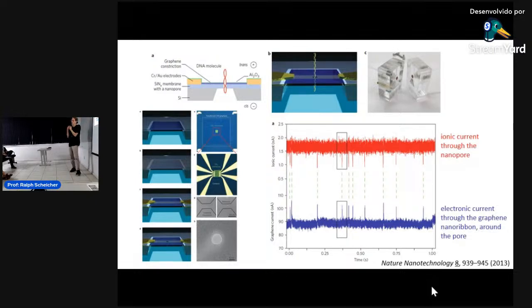So whenever the DNA molecule is going through very fast, all of these negative spikes here, the drops in the ionic current, are due to DNA moving through. And simultaneously, you get positive spikes in the electronic current. And so the graphene nanoribbon temporarily has its conductance raised, and therefore this is an indication that you can detect also DNA through this electronic current here.